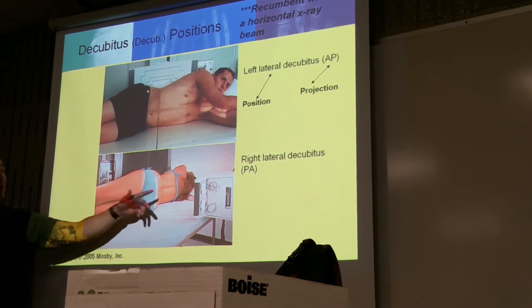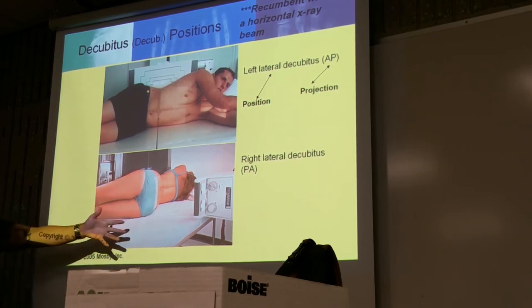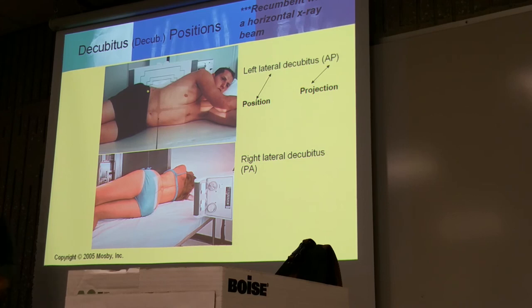Same thing if you were doing a decubitus abdomen. If we're looking for someone who has an ileus, which is a bowel obstruction, we get to see air and fluid levels and the possible obstruction of that particular structure. That's why you would do it.